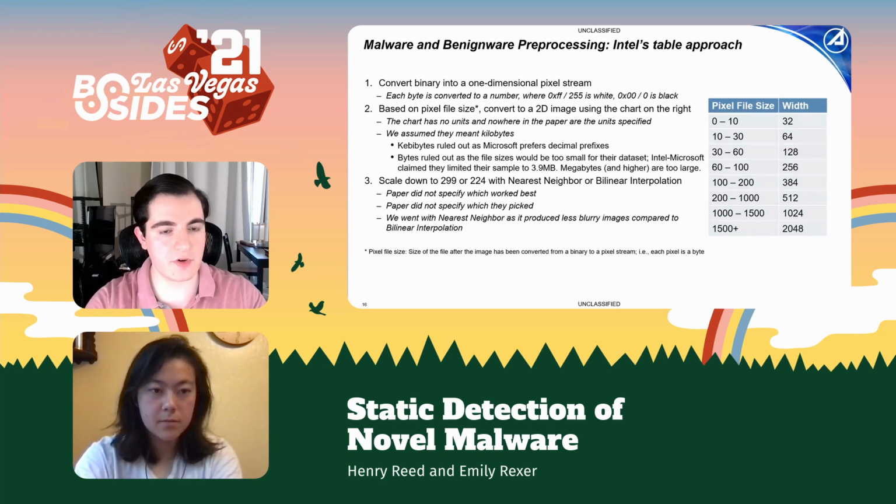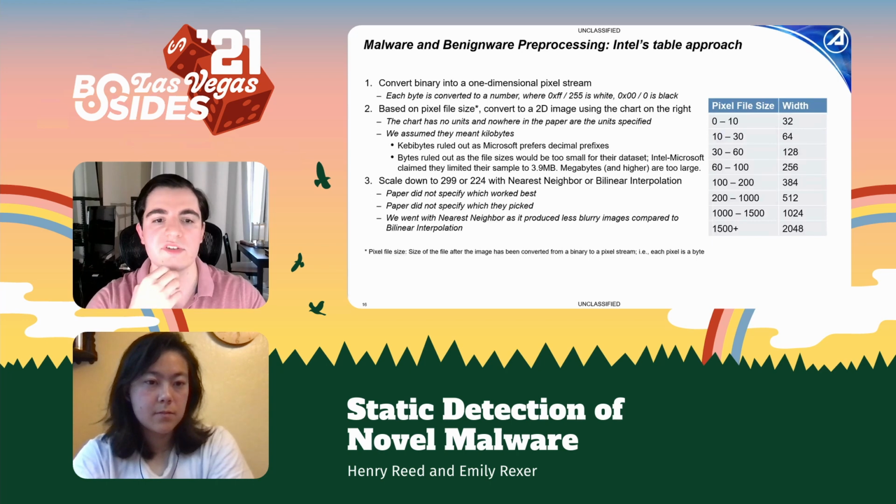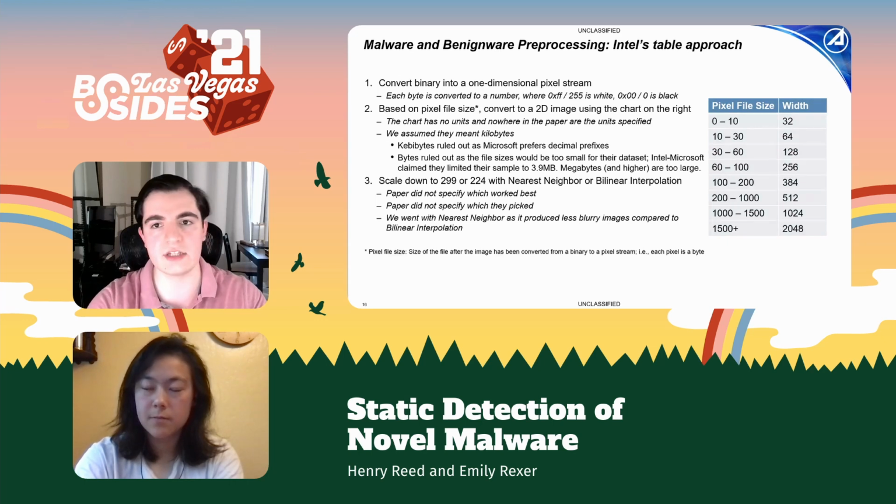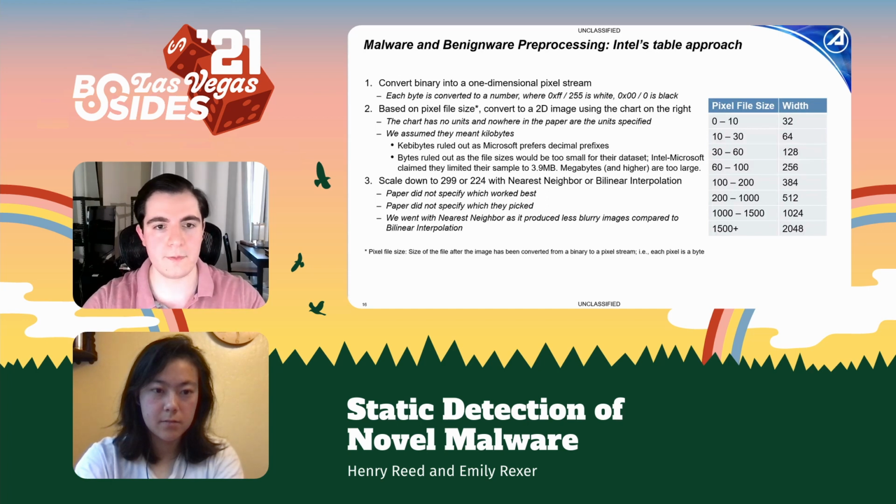They didn't specify which algorithm worked best, so to emulate their work, we simply stuck with nearest neighbor because visually speaking, just looking at the images, nearest neighbor makes less blur, and we assumed that would improve the results rather than having a slightly blurrier image.